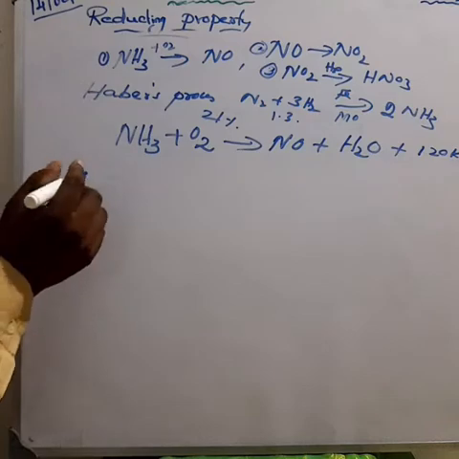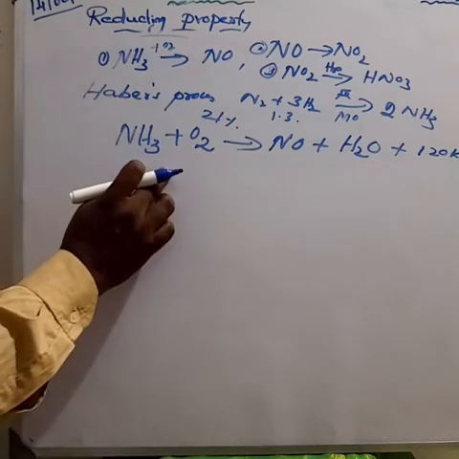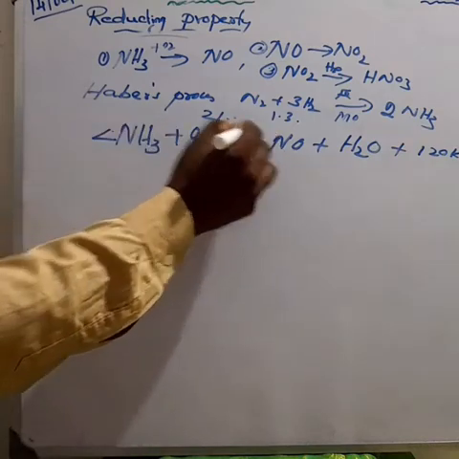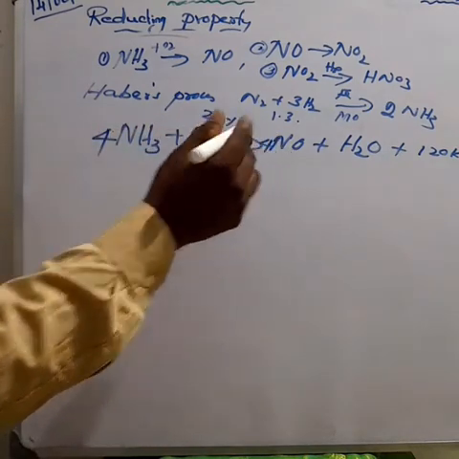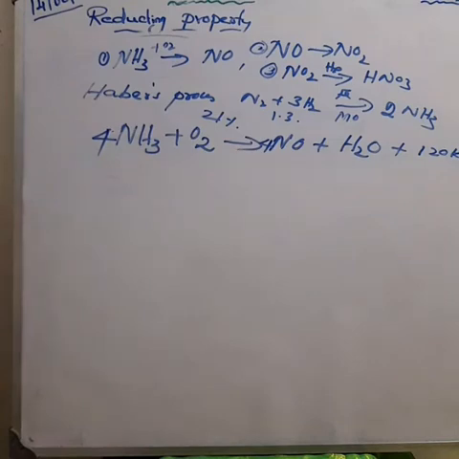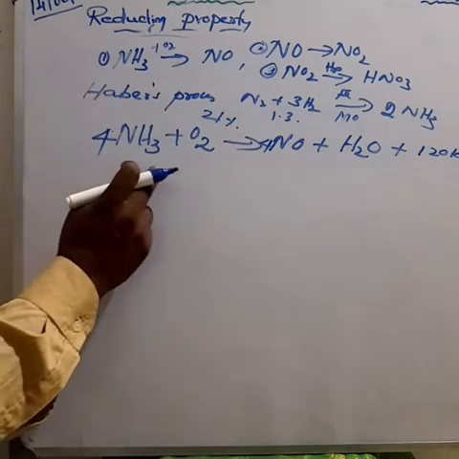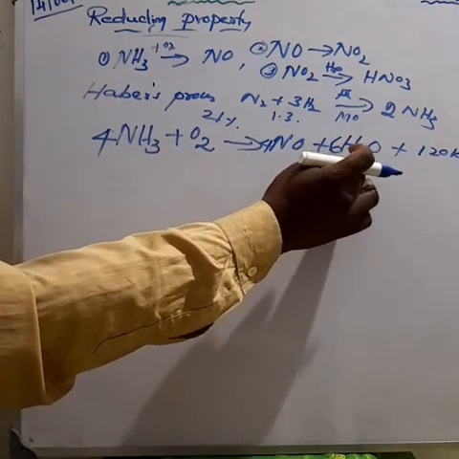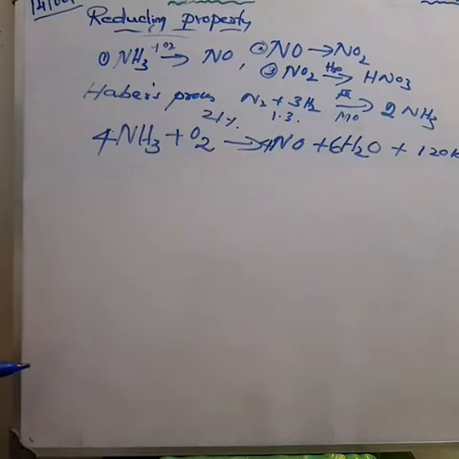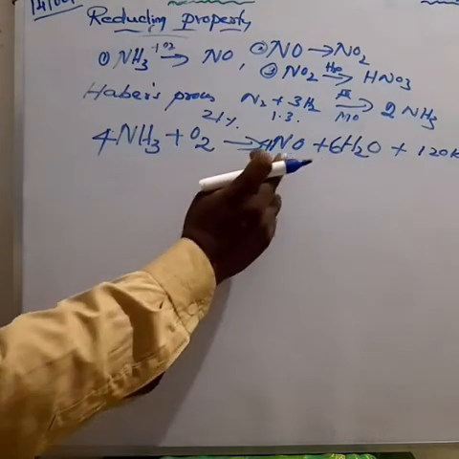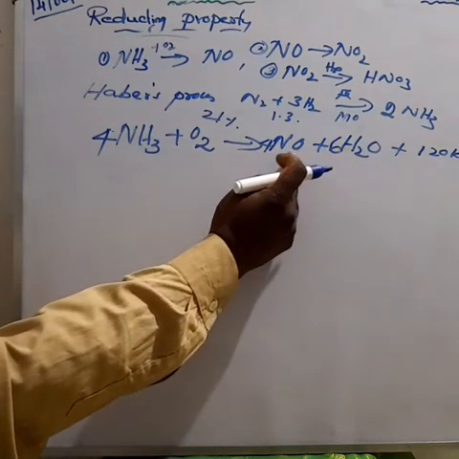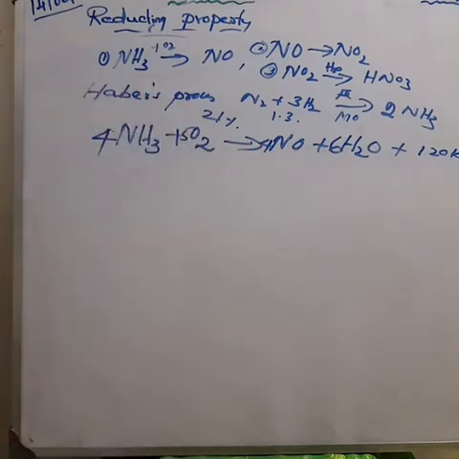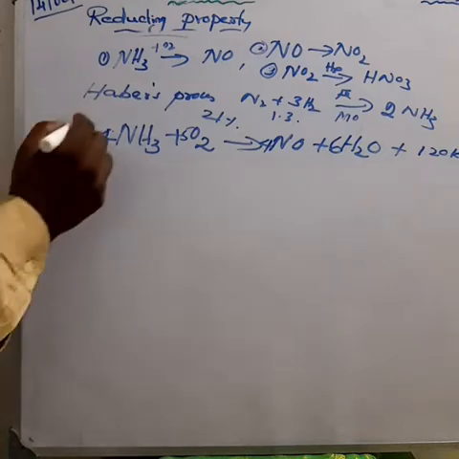The easiest way is to make it 4NO on the product side, so make it 4 ammonia on the reactant side. Now nitrogen is balanced. What about the hydrogen? 4 times 3 is 12. So for the water molecule, 6 into 2 is equal to 12. What about the oxygen? Here 6 plus 4, 10. So make it 5 into 2. Now the equation is balanced. This is the first step.